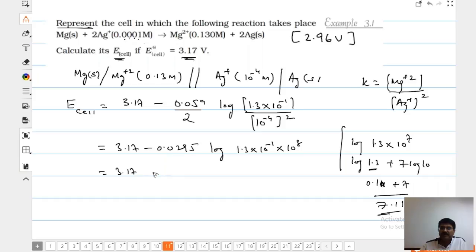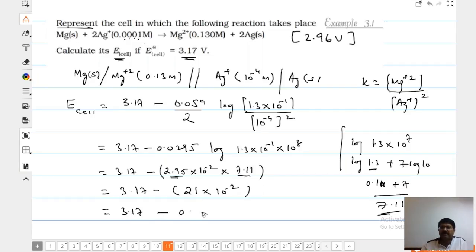So that is 3.17 minus 2.95 into 10 raised to power minus 2 into 7.11. Call it 3, call it 7. 3.17 minus 221 into 10 raised to power minus 2. See, I'm not using any calculator and our answer is going to be fairly close. 0.21. So what is going to be your answer? 2.96. That's the bookish answer.